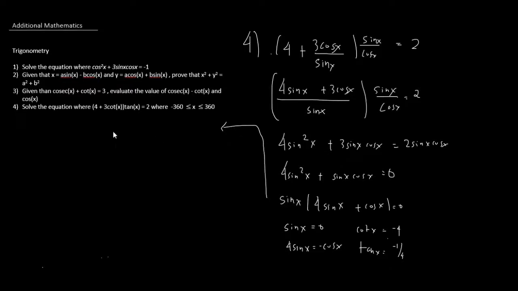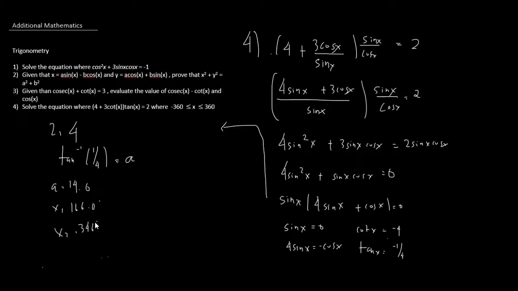So, first of all, if tangent x is negative 1 over 4, we know that it's in the second and fourth quadrant. So if we take shift tangent of 1 over 4 on the calculator, which will give us the reference angle, that will be 14.0. And so if it's in the second quadrant, it will be 166.0 degrees, and in the fourth quadrant, it will be 346.0.